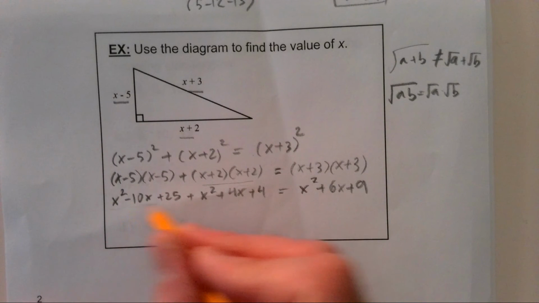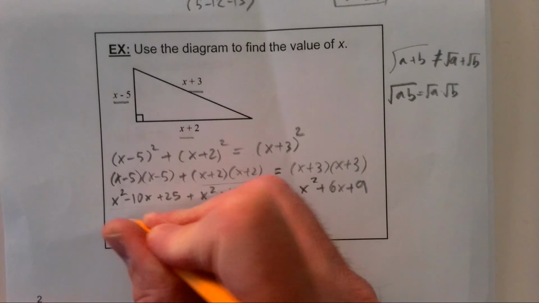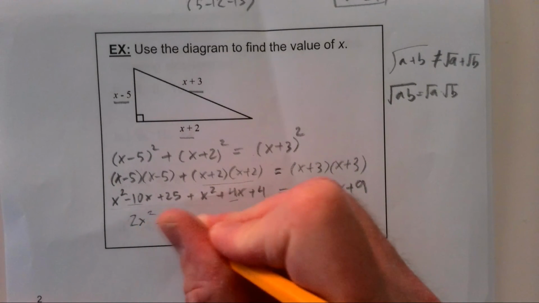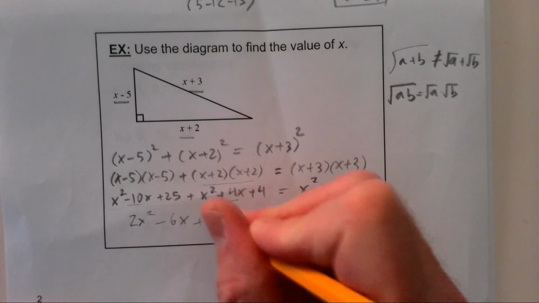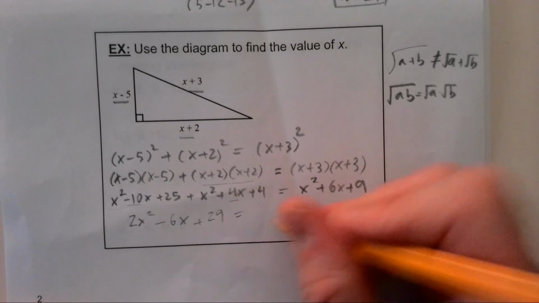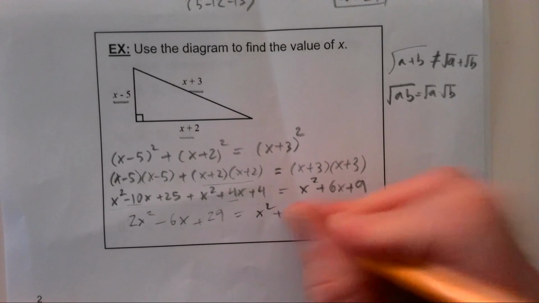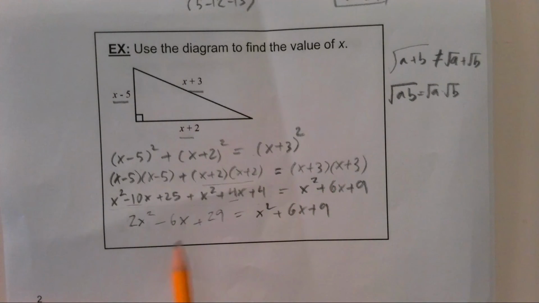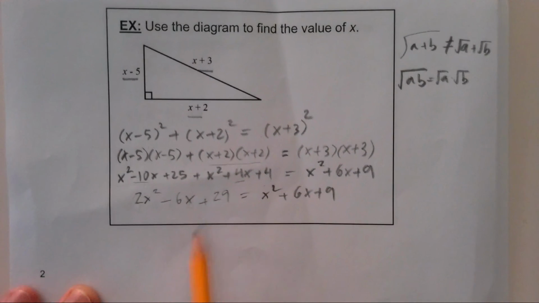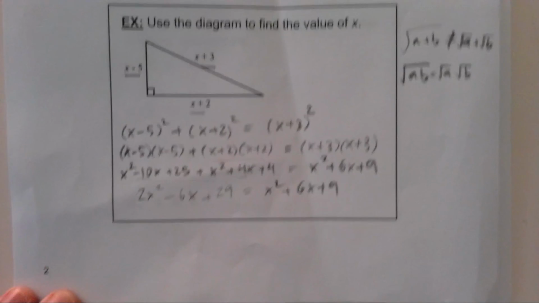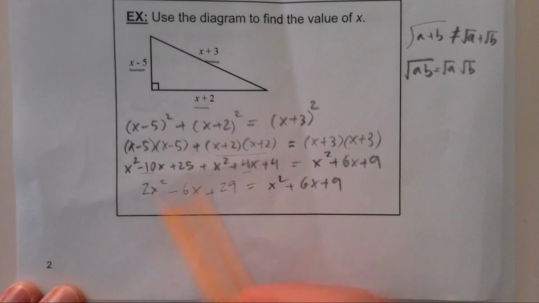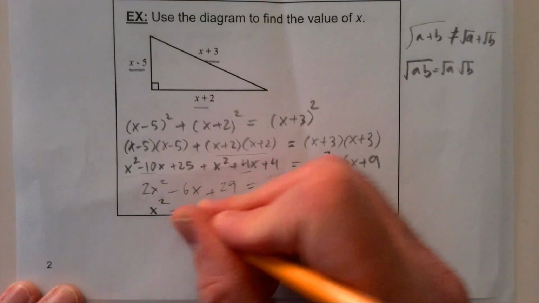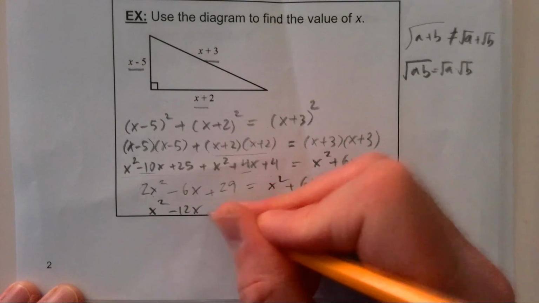So from here, this is going to be a quadratic equation. I'm going to combine everything on the left side. Looks like I have 2x squared minus 6x plus 29. And then the right side, there's really nothing I can do in terms of simplifying. With every quadratic equation, you always want to get 0 on one side, everything else on the other. So I'm going to subtract x squared on both sides, makes life a little easier, and subtract 6x, and subtract 9.